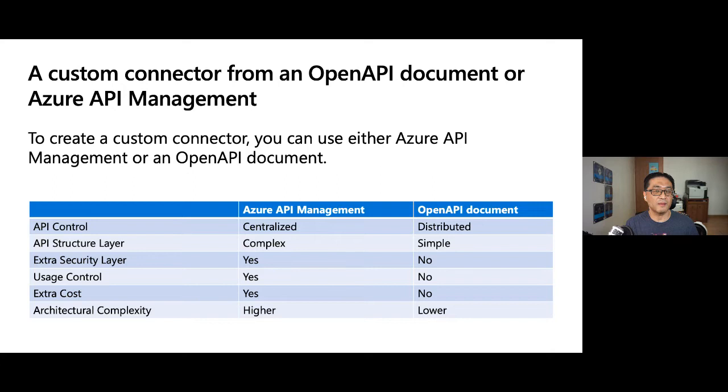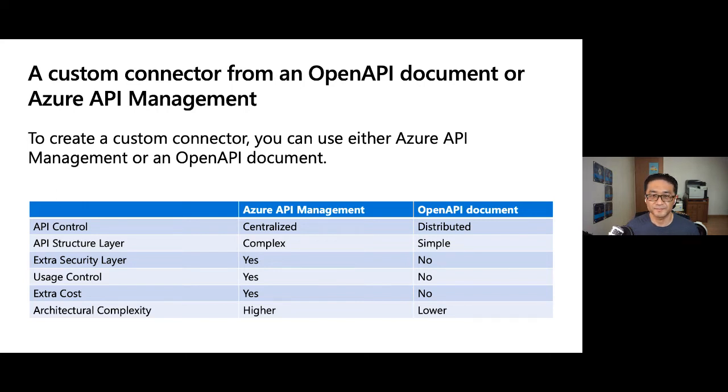So with API management we can see what sort of API is more frequently used or not, or something like that. But the OpenAPI document doesn't have this kind of feature. For those extra capabilities, of course, API management costs a little bit higher. On the other hand, an OpenAPI document doesn't have such a cost. And finally, it's similar to the API structure. Like I said, API management has a higher architectural complexity, while an OpenAPI document is relatively simpler and lower.